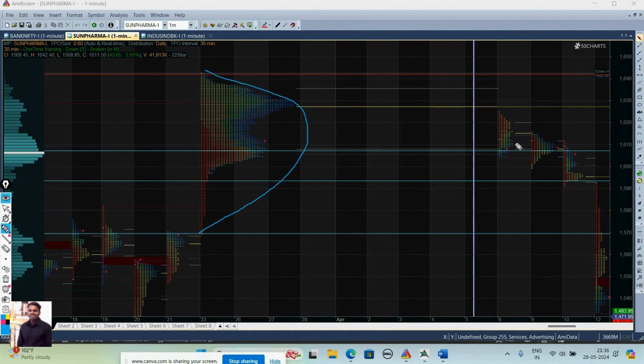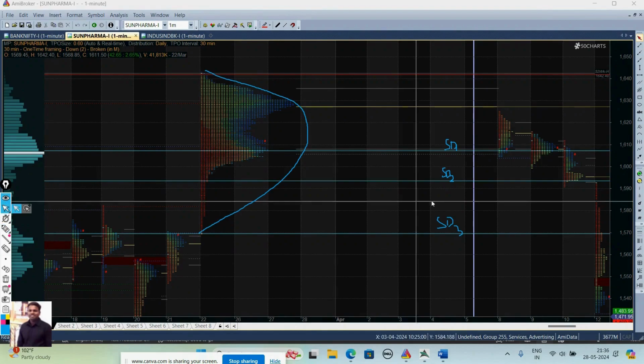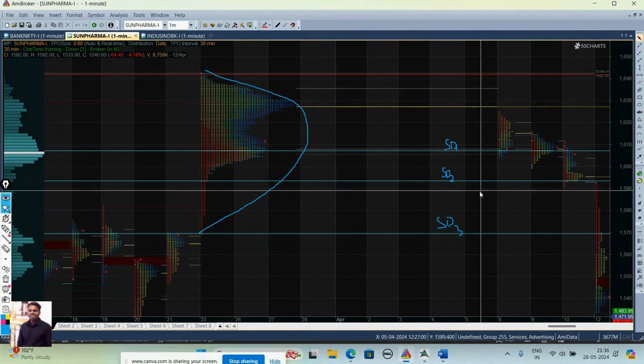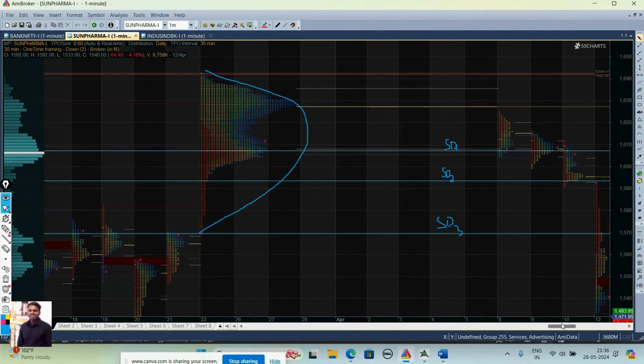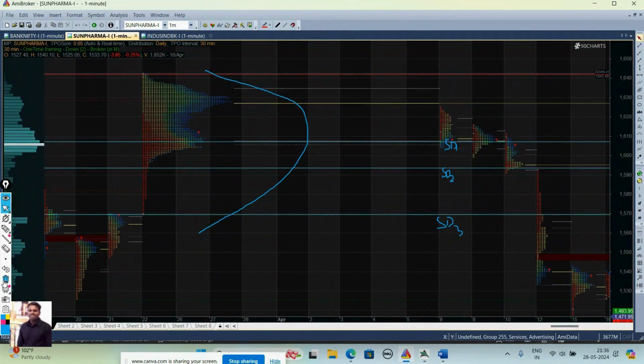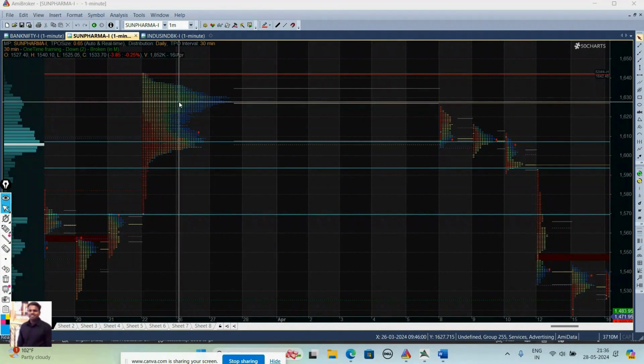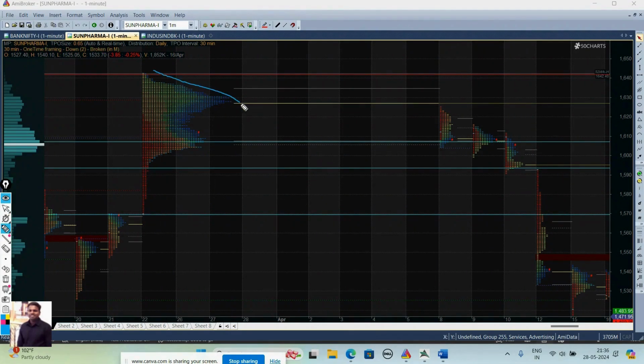Then what happened? The price tested SD1, SD2, SD3. So price reversed the direction. What will happen? The price will come for the SD1, SD2, SD3 target. Exactly this happened after development of 40 TPO. So this is one type of bell curve structure. The bell curve structure developed in upside, and it will form this type of bell curve gap from downside.